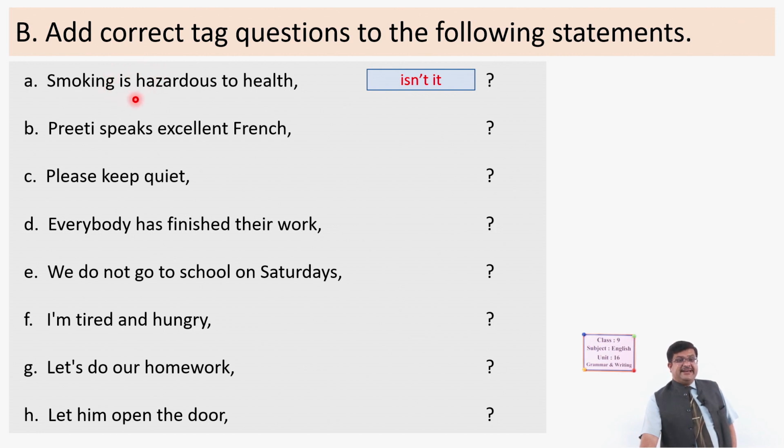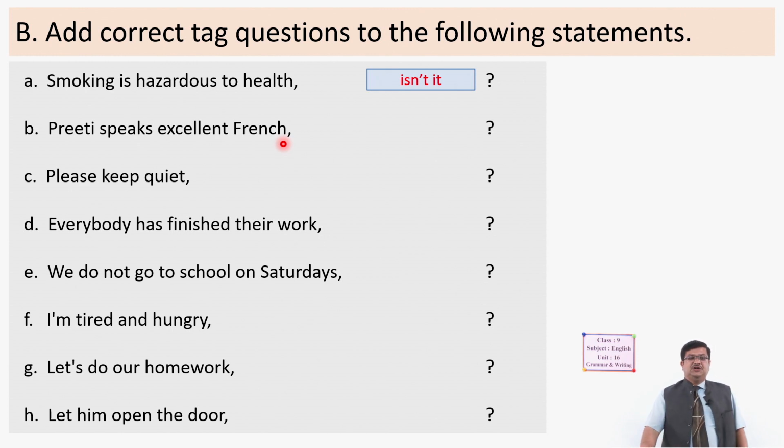So where is the verb? Is is a verb. So what is the subject? Smoking. It is in gerund form. So when a sentence begins with a gerund, it is used as a pronoun in the form of tag. Clear? Good. Now let us practice answering B, C, D, E, F, G, H, and so on. Are you all ready? Very good. B, Preeti speaks excellent French. Can you change this statement into the correct form of tag?